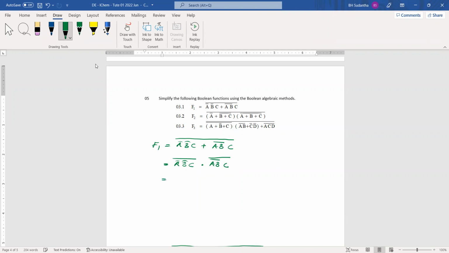Okay, then we can break this one into, this is A plus B plus C bar. Here we can break this one into 2, A B plus C bar.